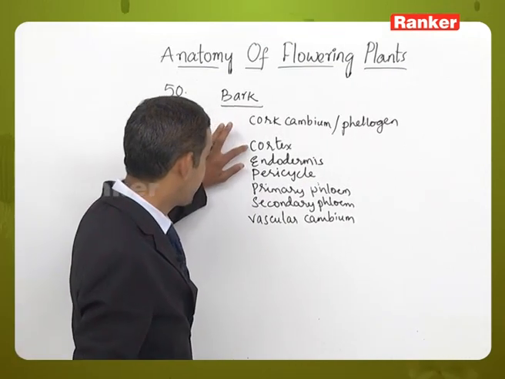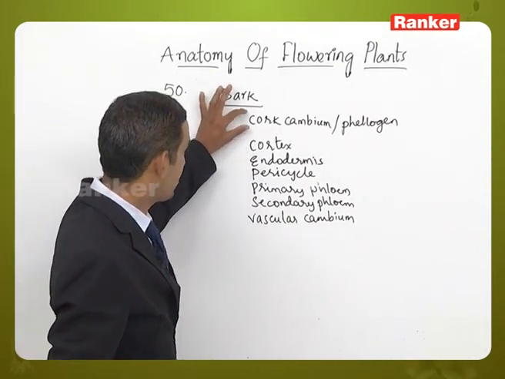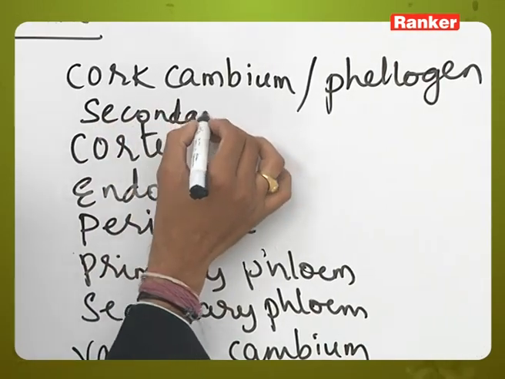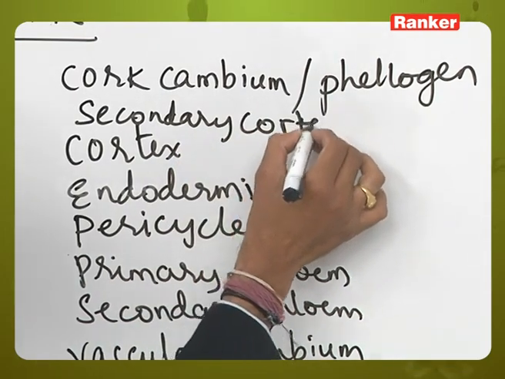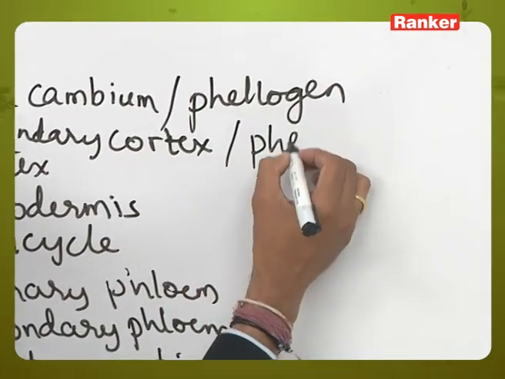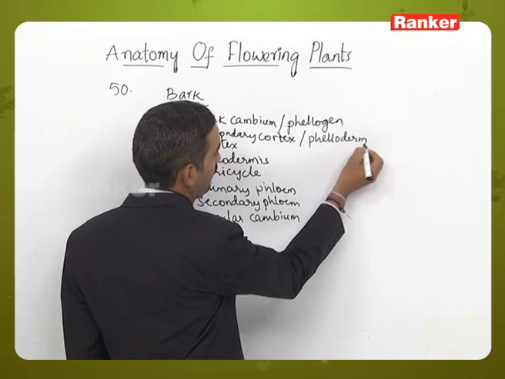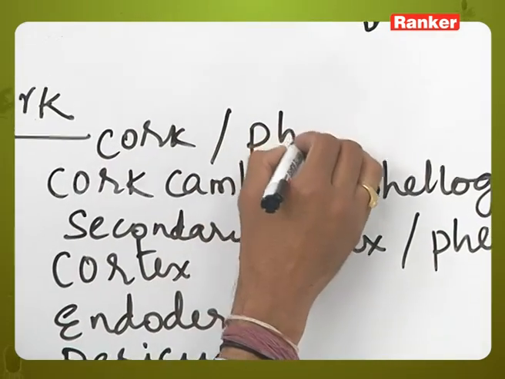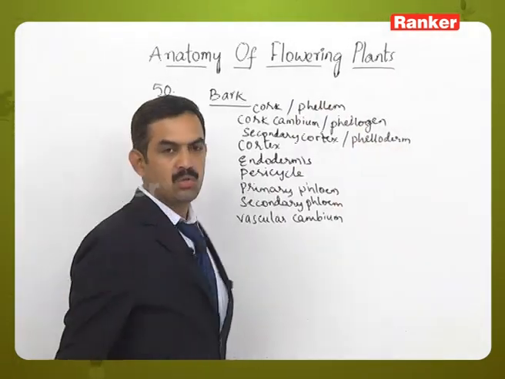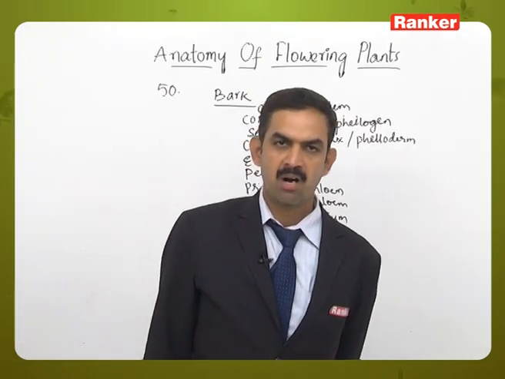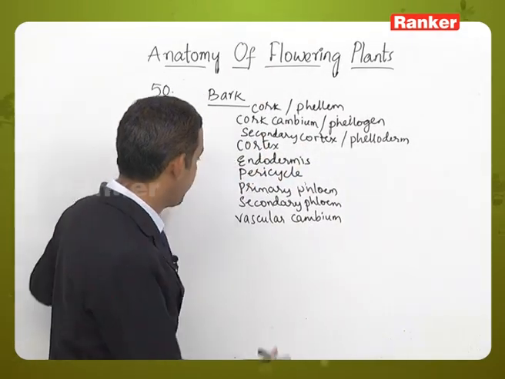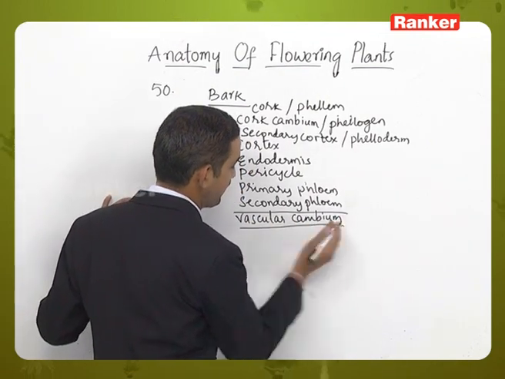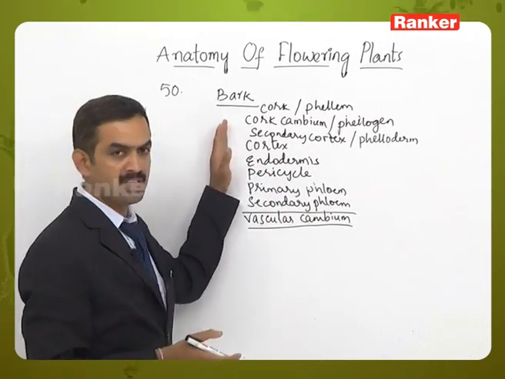At that condition, some of the cortex tissue will be left out here, and when cork cambium becomes active, it produces secondary cortex or phelloderm towards the inner side, and cork tissue towards the outside, or we can call it phellem. So these are the different types of tissues which are part of the bark tissue, or we can say that from here onwards all the tissues, that is the tissues present outside the vascular cambium, are considered to be part of the bark.